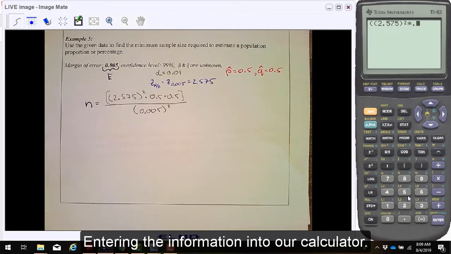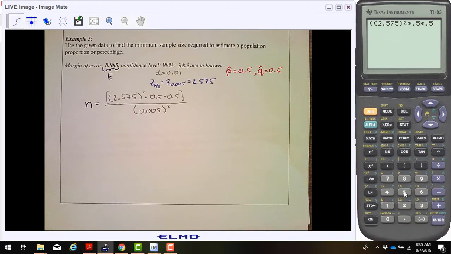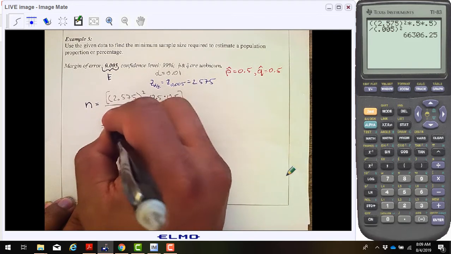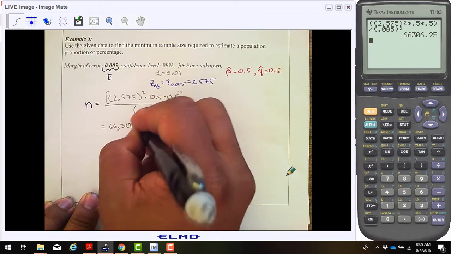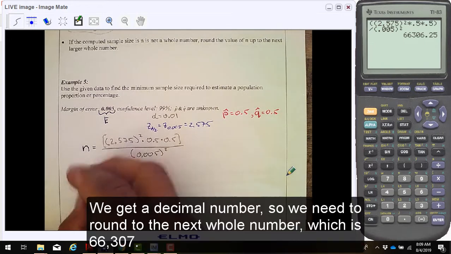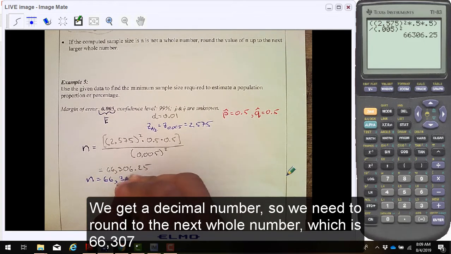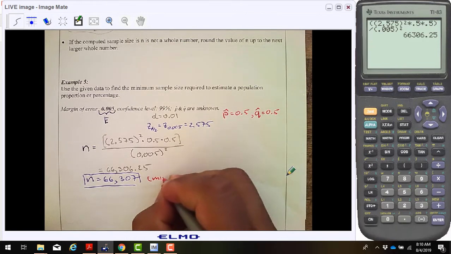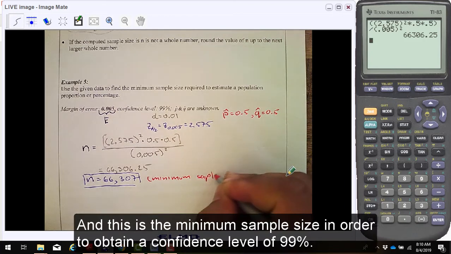Entering the information into our calculator, we get a decimal number, so we need to round to the next whole number, which is 66,307. And this is the minimum sample size in order to obtain a confidence level of 99%.